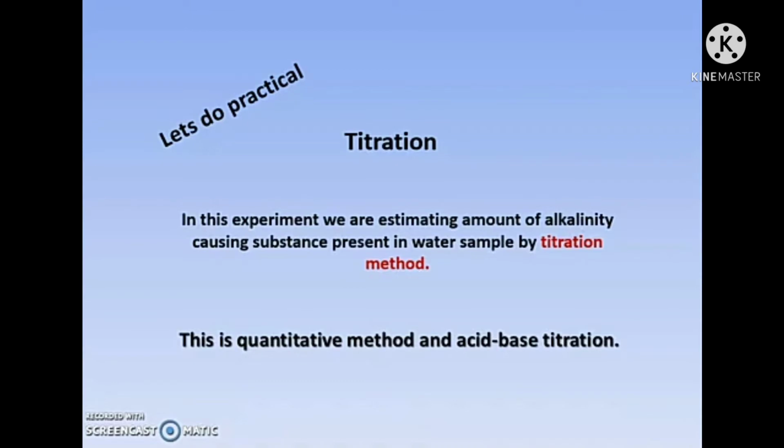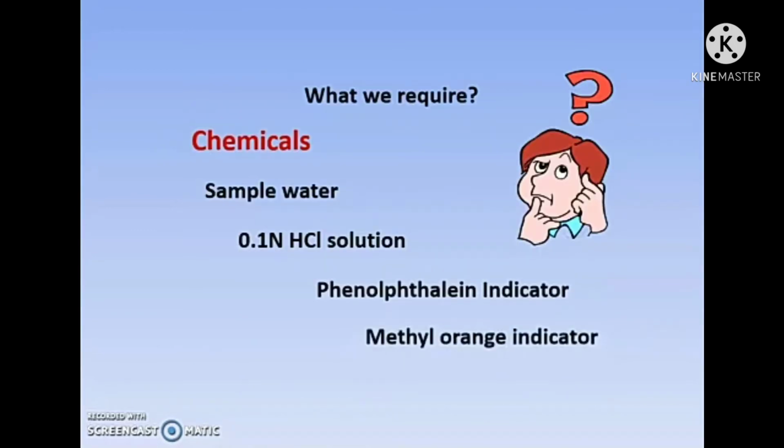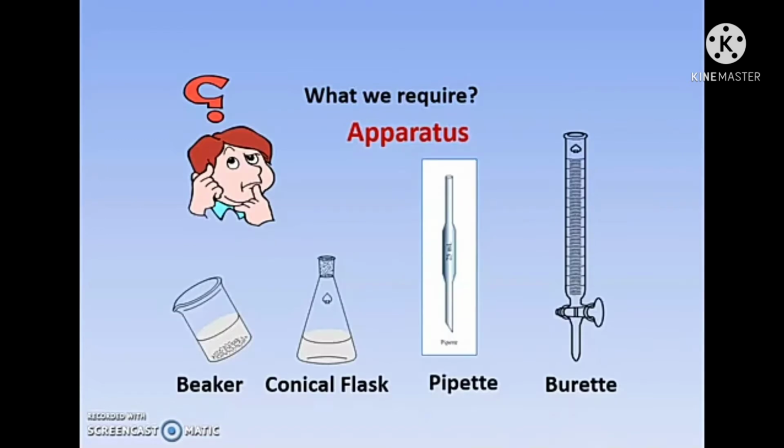So, let's do practical. So, this is titration method. In this experiment, we are estimating amount of alkalinity causing substance present in water sample by simple acid-base titration method. So, it is quantitative method and acid-base titration. So, for this titration, what we actually require are water sample, 0.1 normal HCl solution, phenolphthalein indicator, methyl orange indicator. We are using two indicators. The apparatus we are going to use, that is beaker, conical flask, pipette and burette.